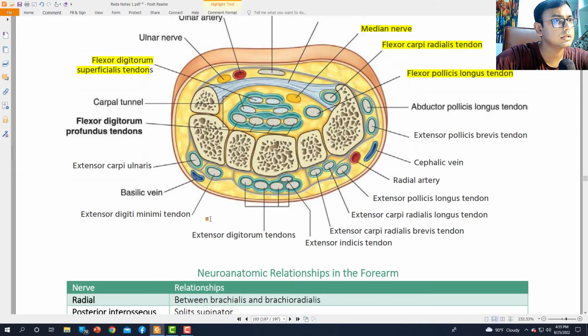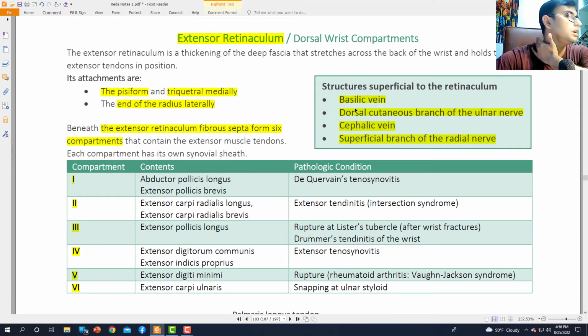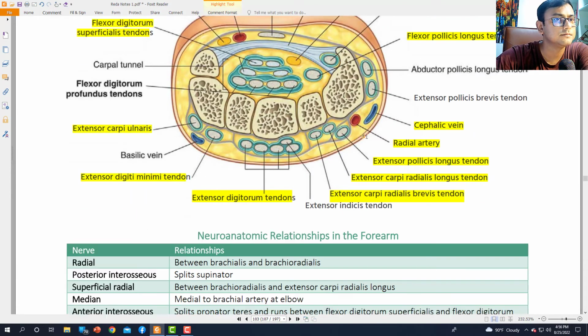You can see extensor digitorum is one compartment. Another is extensor carpi ulnaris, a single compartment. Extensor digiti minimi tendons, ulnar, basilic vein inside. Here you can see extensor carpi radialis longus and extensor carpi radialis brevis in another compartment, and extensor pollicis longus is another compartment. But the radial artery is also outside the compartment. Cephalic vein. So as you see, the basilic vein, cephalic vein, dorsal cutaneous nerve, ulnar nerve, and radial nerve go outside. This is all.